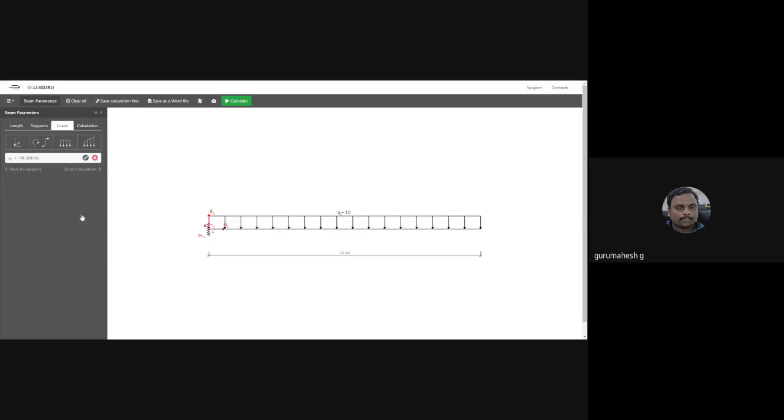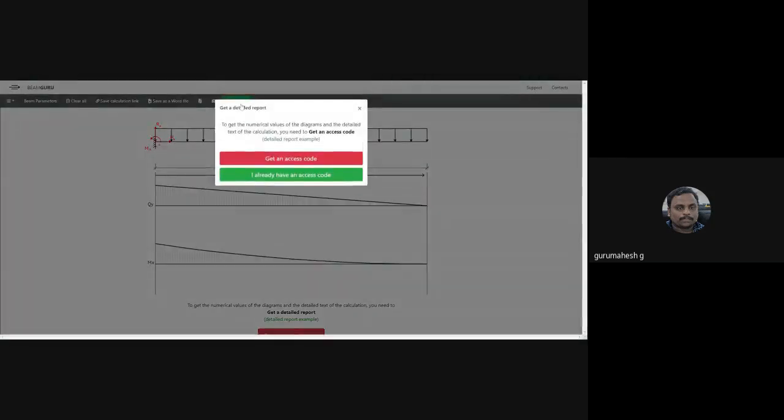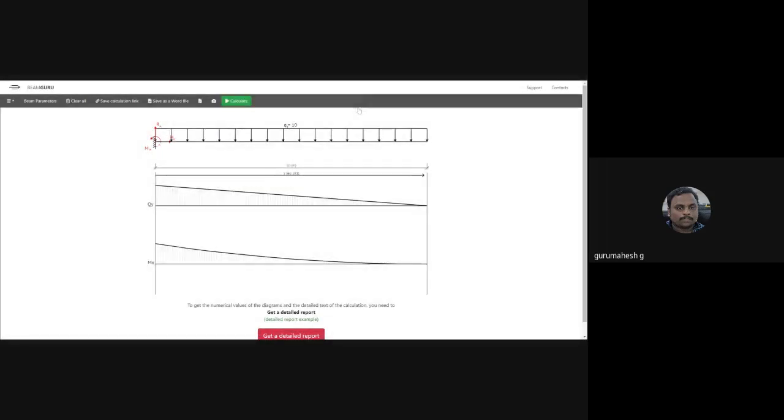This problem is given in your GATE question paper, but no numerical value is given. For example purposes, I have given numbers. A cantilever beam means it has one end fixed, another end free. It is carrying a uniformly distributed load over its length. So I have drawn the load over the length on the beam. For that I'm going to calculate the shear force and bending moment. See this diagram.